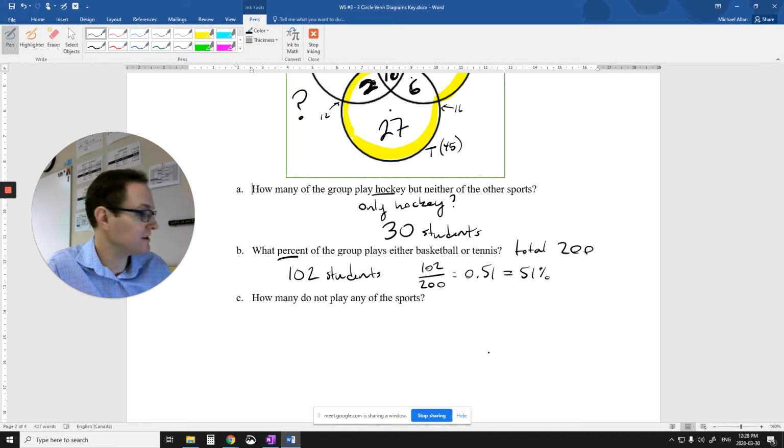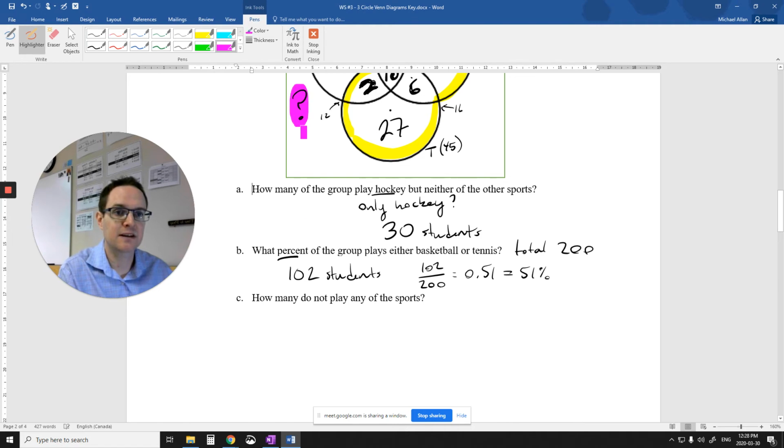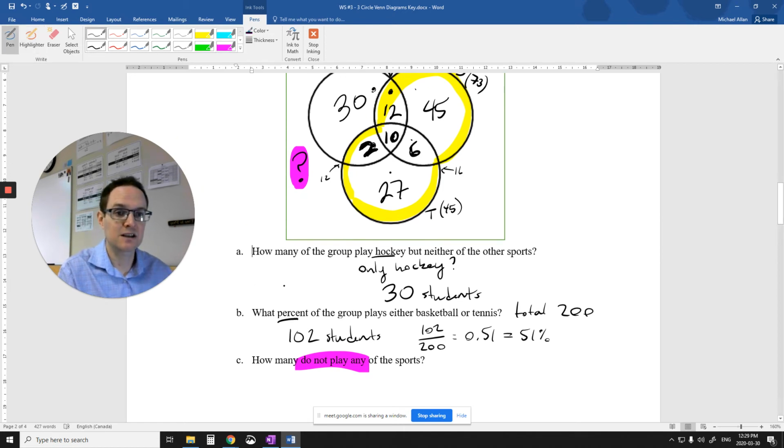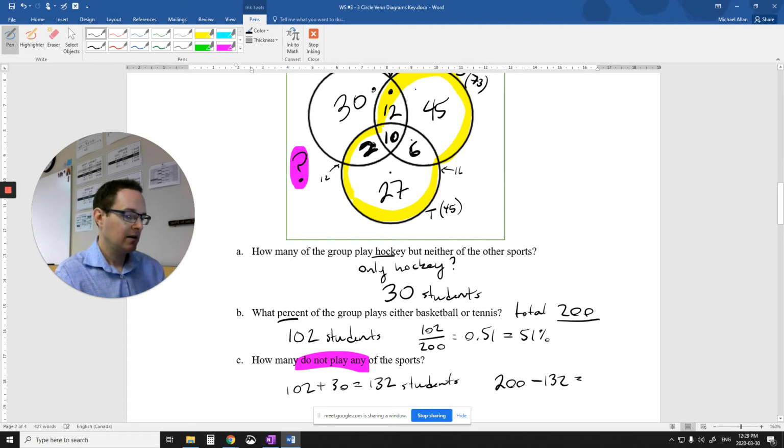How many do not play any sport? So that's a question mark on the outside here. So this piece right out here, do not play any sports. So what I'm going to do is figure out how many kids actually play sports. So I've already done 102. I've done this yellow circle. So I'm just going to add the 30 onto that and get 132 students. And then I know there's a total of 200. So I'm going to go 200 minus 132. And get 68.